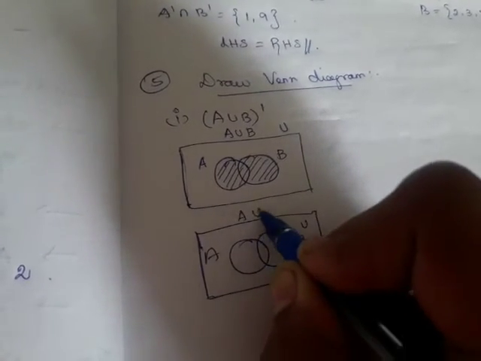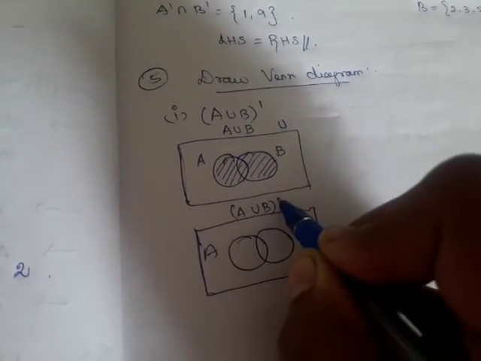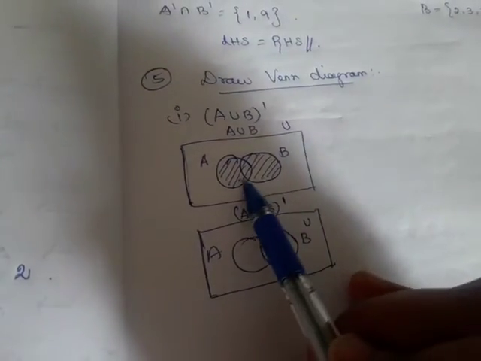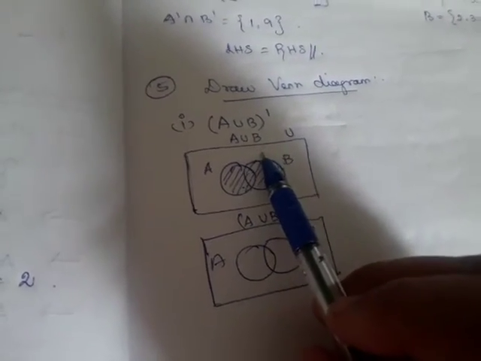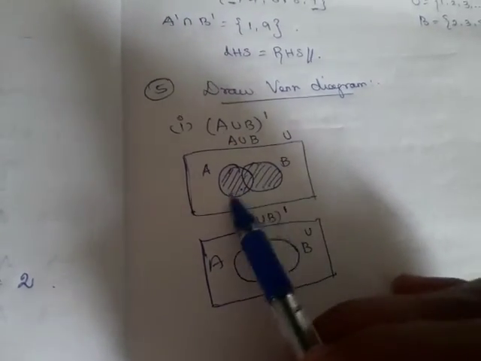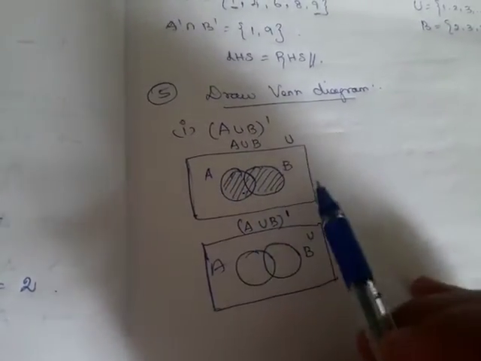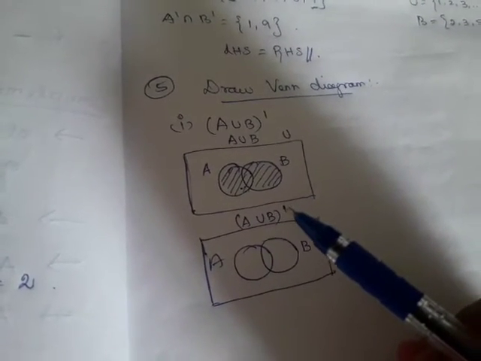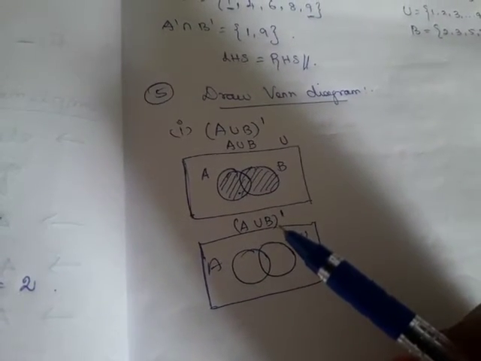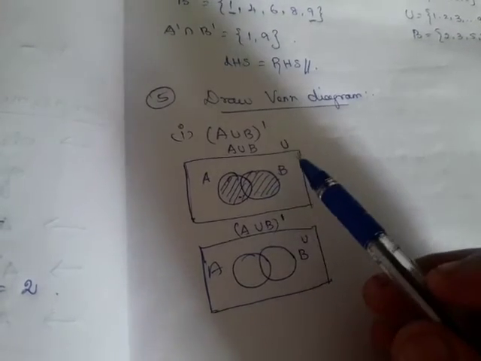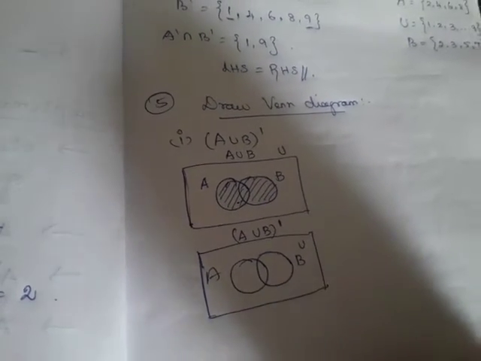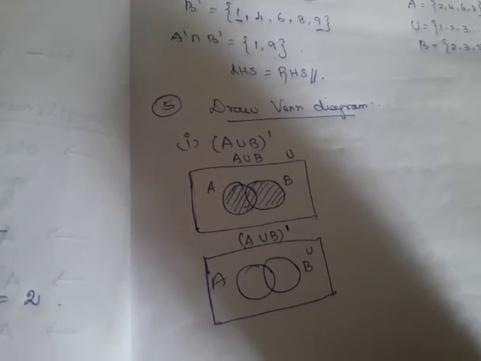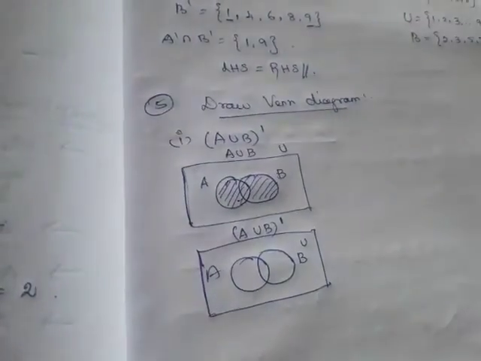Now we are going to find A union B the whole dash, which means compare this diagram with the universal set. Leave the region of A union B and shade the remaining region of the universal set. That's the concept behind complement, right? What is the concept behind complement? We will compare the set with the universal set. Leaving the elements of the set, we will write the remaining elements of the universal set.